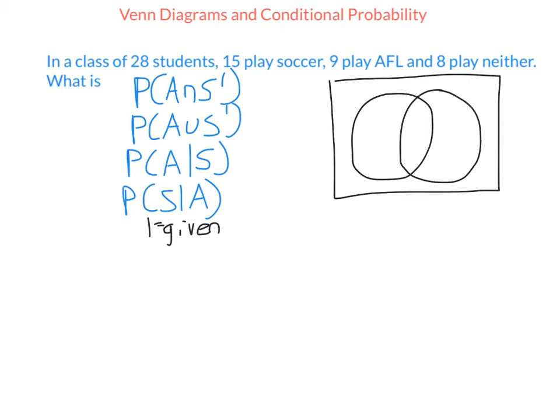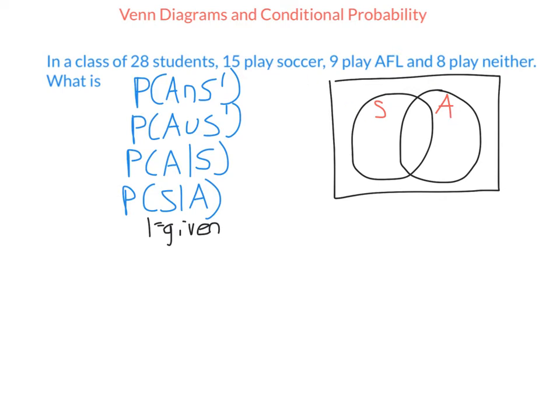Each circle represents a set. S for the people who play soccer, A for the people who play AFL. So you might be thinking, hang on, 15 plus 9 plus 8 is 32. How can you have 32 people when the class only had 28? Well, we've overcounted by 4. We've counted 4 people in the AFL circle and also the soccer circle.